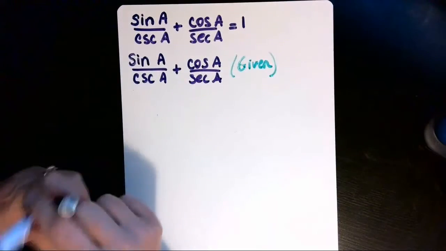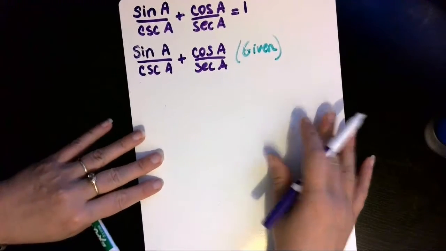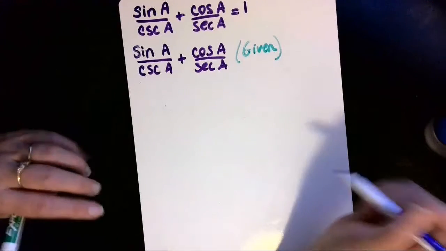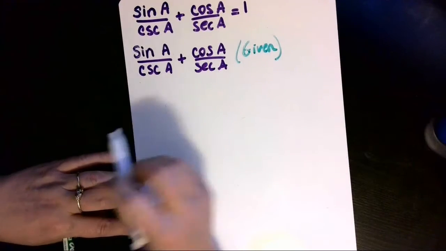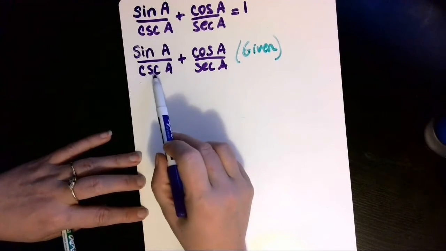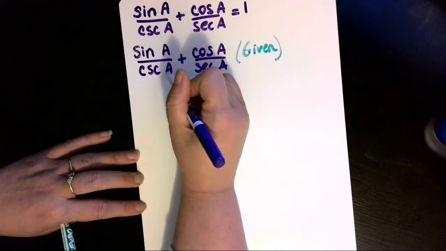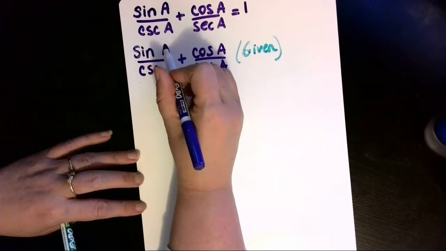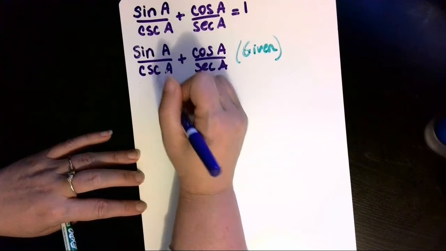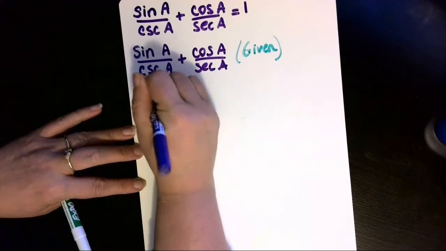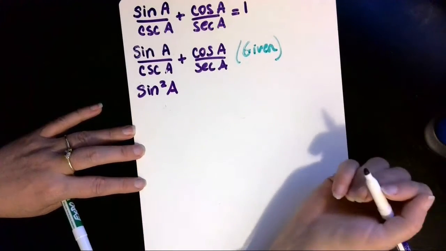given information. Okay, now there are a few different ways we can go about doing this verification, so I'll go through a couple of them with you in this video. The first one, if you remember, cosecant is the reciprocal of sine. So if I substitute in, this would be sine divided by 1 over sine, and you do your reciprocal, that would be sine squared a.